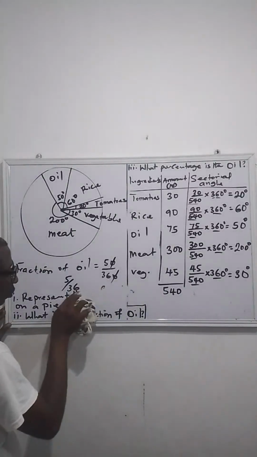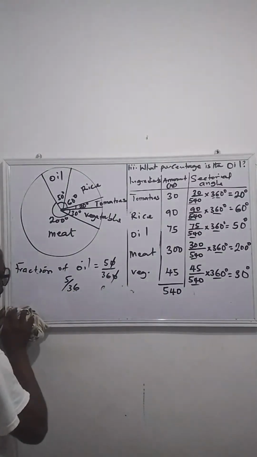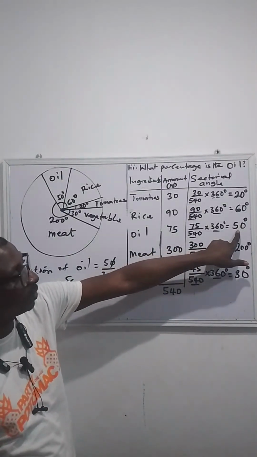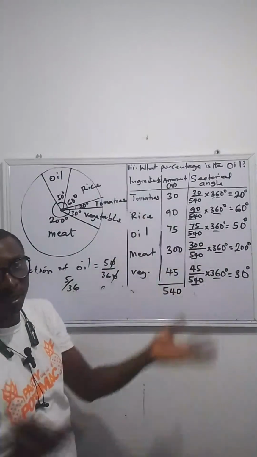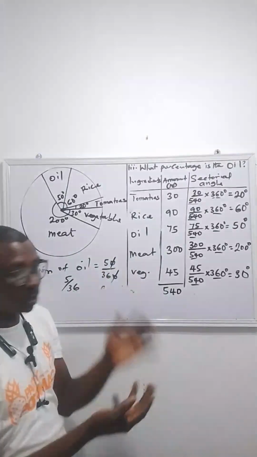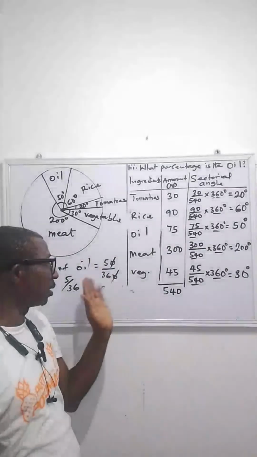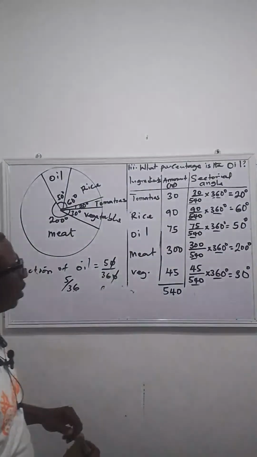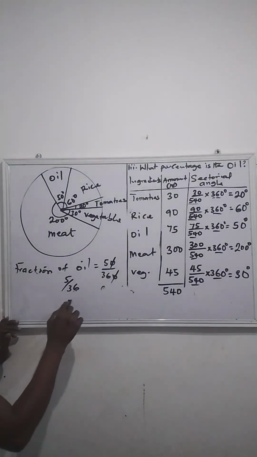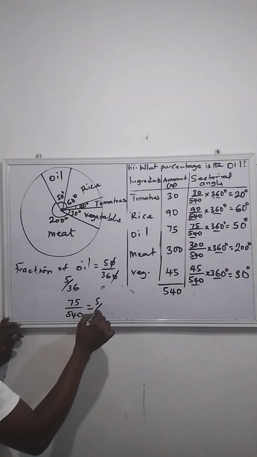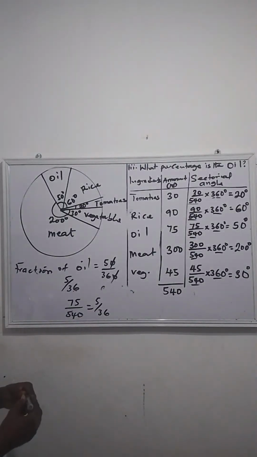For the fraction of oil, you just look for the value of oil here. Now this 50 degrees is taken from 360 degrees, so it's going to be 50 over everything, which is 360. Or better still, you can have 5 over 36. When you do that, you are still going to have 5 over 36. Is that taken? So that is what you have there.